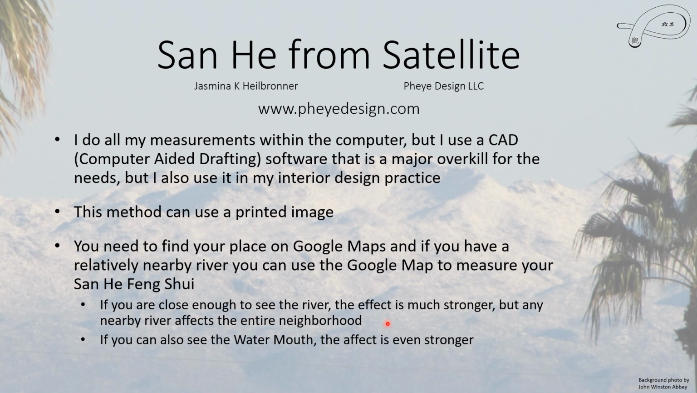If you are near enough to a river that you can see it, the effects will be much stronger than if you cannot. But the river has an effect on the entire neighborhood, whether or not you can actually see it, because the chi can wiggle its way through. It's just not as good a quality of chi, but it can do it. And if you can also see the water mouth, then that's very powerful. But not all houses will be able to see the water mouth. In fact, very few tend to be able to do this.